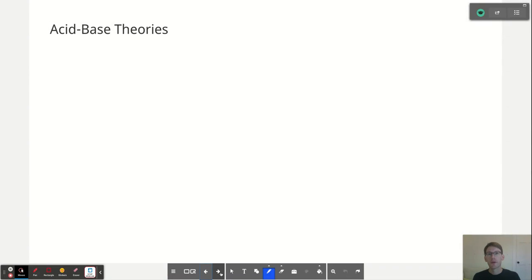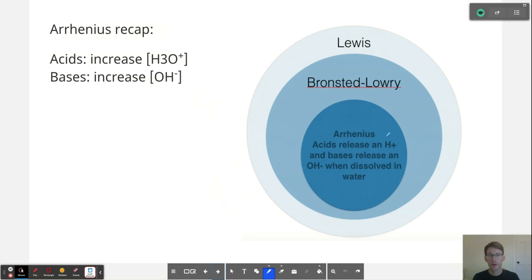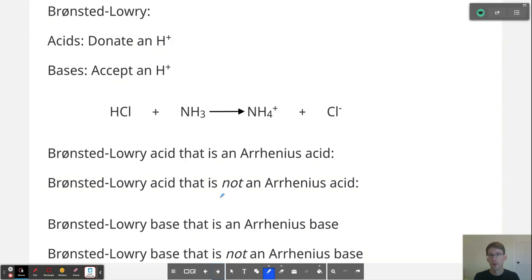In this video, we're going to learn about theories of acids and bases. Previously, we learned about the Arrhenius definition of an acid and base. Arrhenius acids will increase the concentration of H3O+ in solution, and bases will increase the concentration of OH- in solution. The Bronsted-Lowry definition is a bit broader, and Lewis' definition is a bit broader still, and those two are the definitions that we're going to investigate in this video.